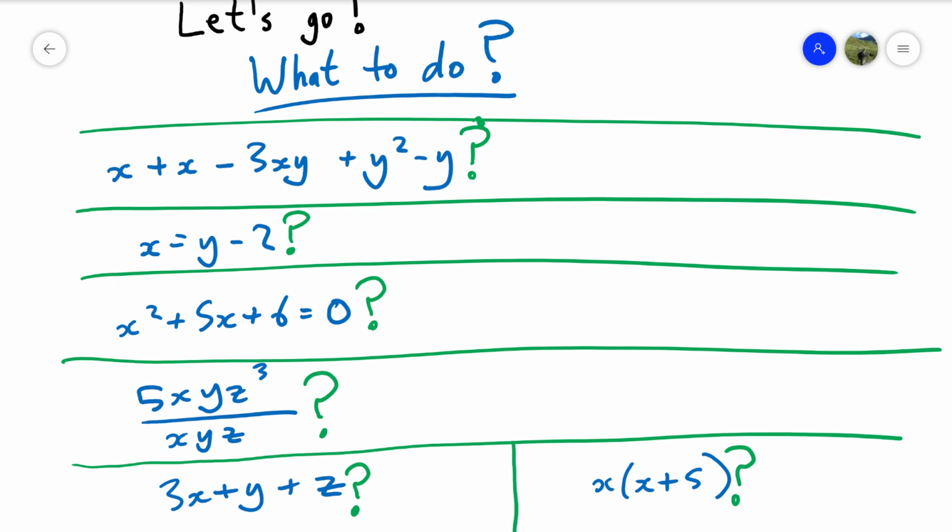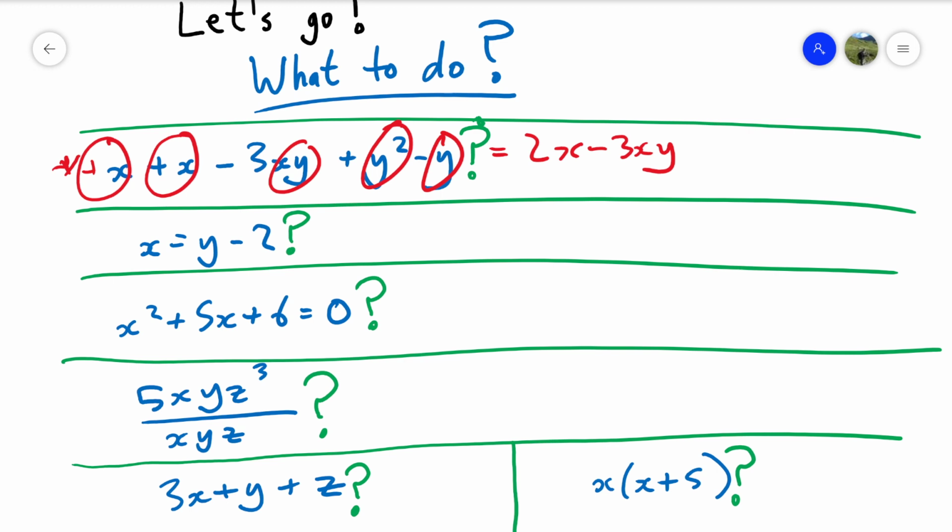Obviously pause the video. Right, so my answers are, this first one here, you could simplify it. Look, you've got a plus x and a plus x, which makes 2x. Then you've got a y squared, and an xy, and they're all different things. So it's not much, but it's something. We were just able to simplify it a little bit. There we go. So that was a simplify. Let me just write the word simplify.